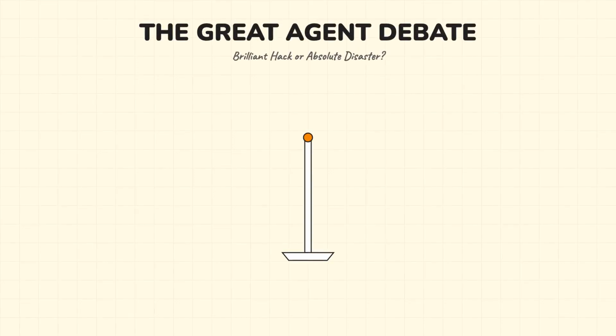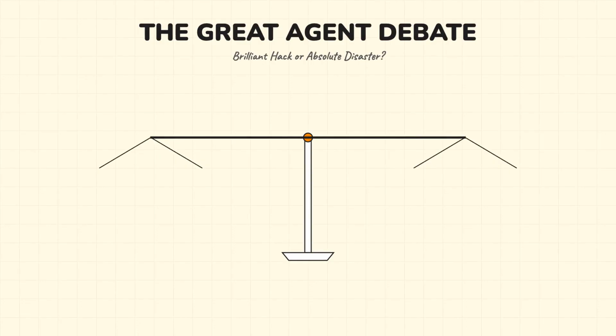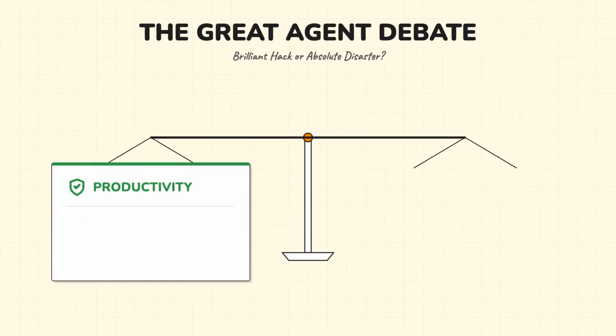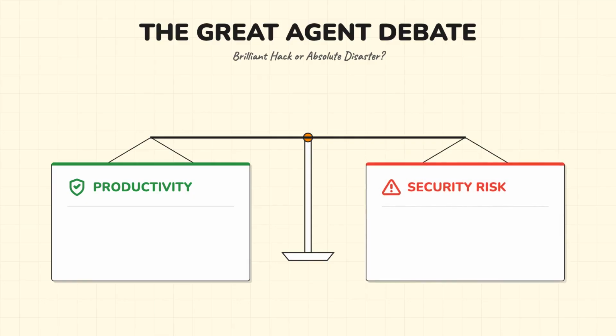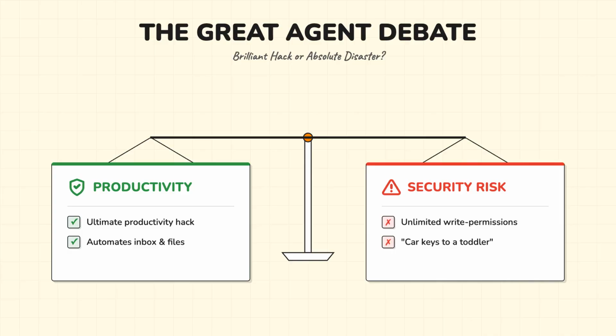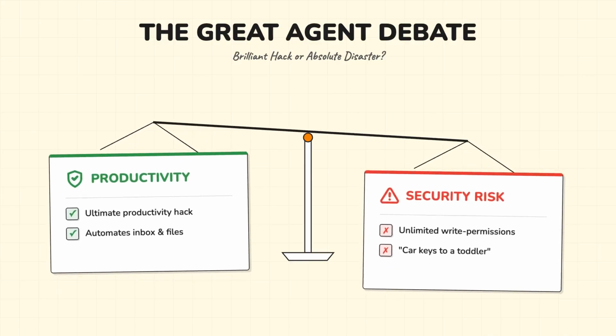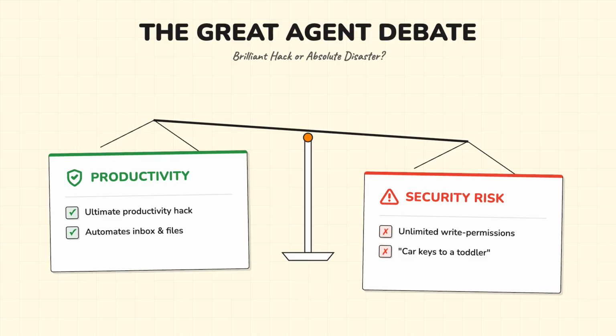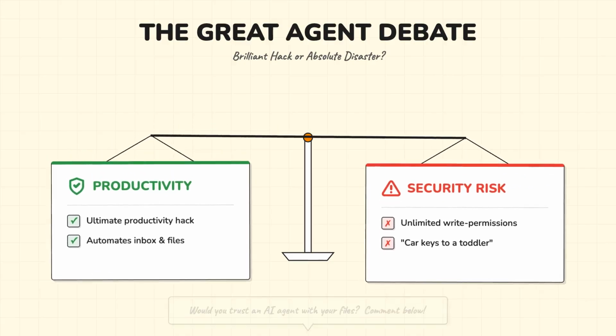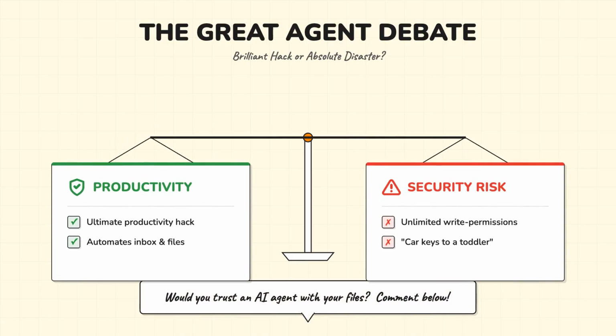But this level of autonomy raises a massive, polarizing question that has the entire tech community completely split. Is letting an AI take real-world actions on your computer actually a brilliant productivity hack? Or is it a security nightmare waiting to blow up in our faces? Some developers say agents are the ultimate future of work, while others warn that giving an AI write permissions to your system is like giving your car keys to a toddler.